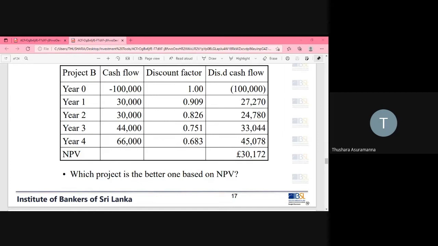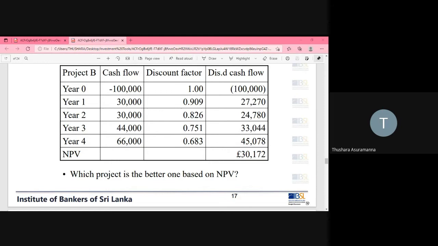Okay, so then A and B, you compare. The best project is A because it gives the highest NPV. Right, so we have learned 3 main investment tools, and then we move to understand the last one, that is the IRR, internal rate of return.